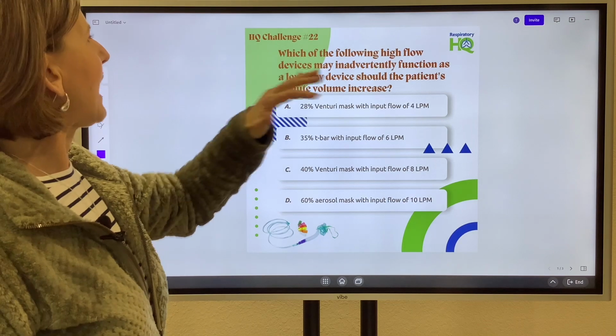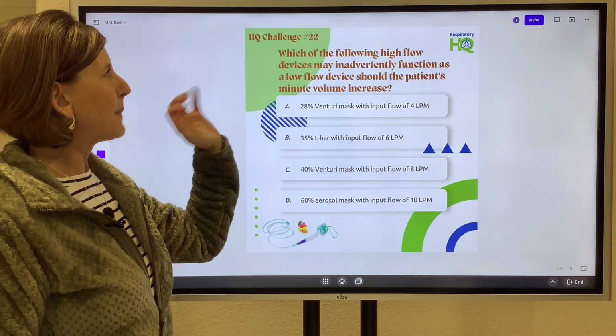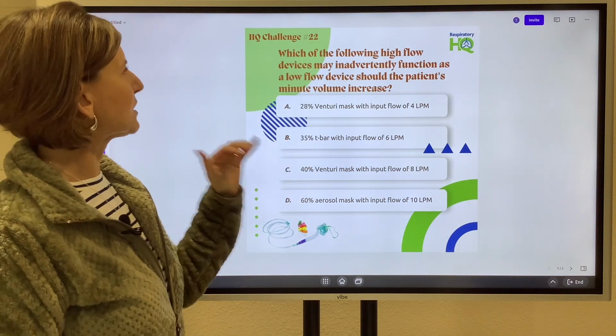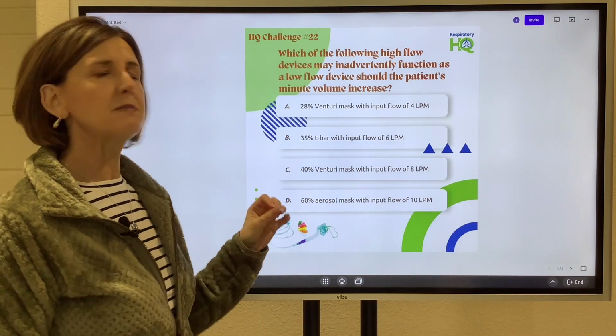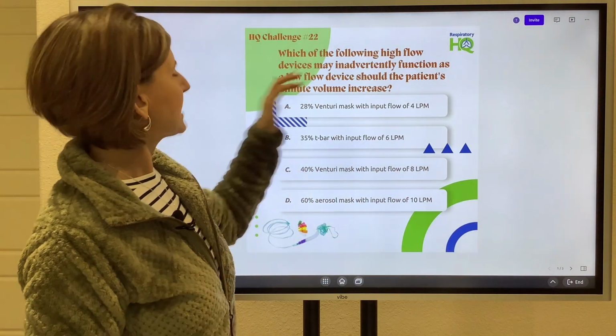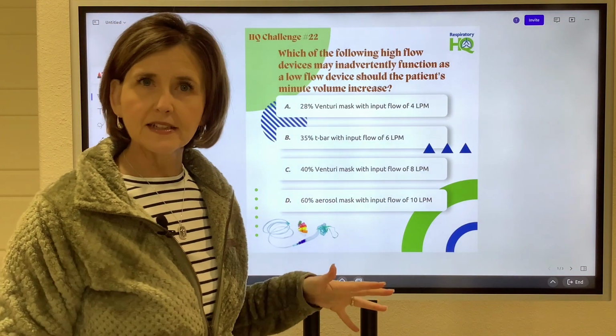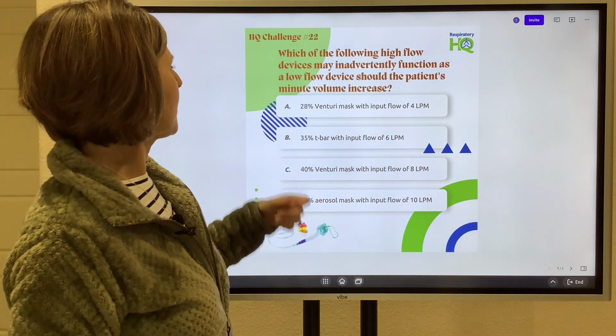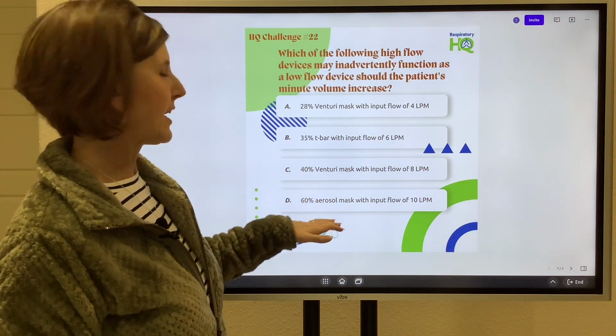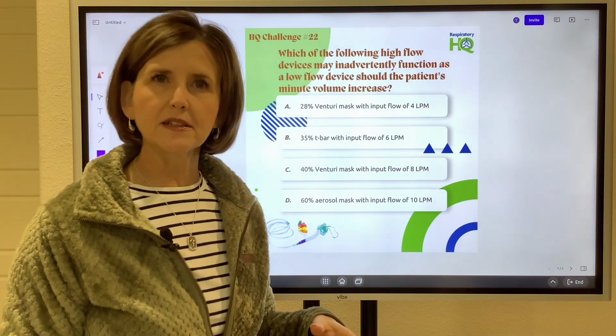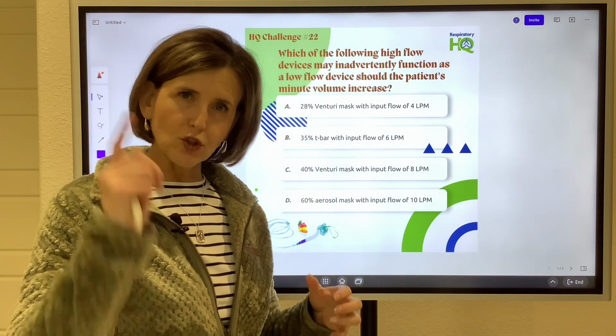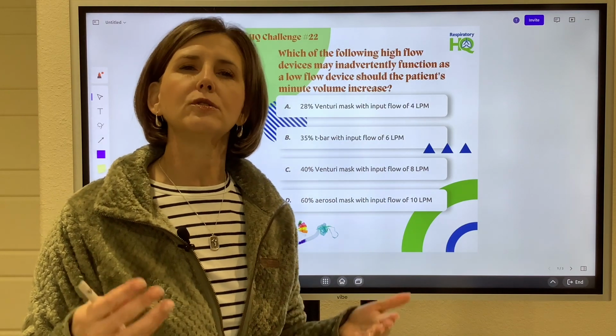Which of the following high flow devices may inadvertently function as a low flow device should the patient's minute volume increase? Okay, so this is saying every one of these are high flow devices, and they are a Venturi mask, T-bars, here's another Venturi mask, and an aerosol mask. These are all air entrainment systems, and when you set it up, it is your intent to set it up as a high flow system.